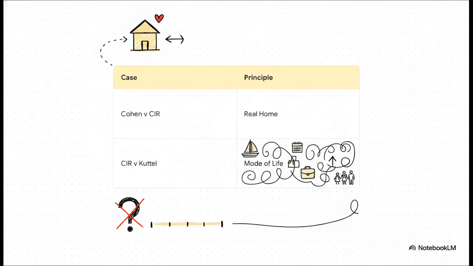And that brings us to the exact precedent you're going to need to cite in your exams. First, you use the landmark Cohen v. CIR case to establish the principle of a person's real home, the place they naturally return to from their wanderings. Then, you use CIR v. Cuddle to analyze their broader life choices.